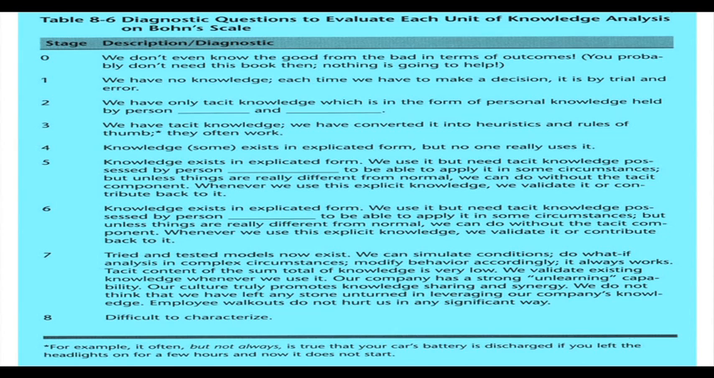For example, if you say that you have only tacit knowledge, which is personal knowledge, then it means that you are at stage 2. Suppose you say that you are at stage 4, it means that knowledge exists in explicated form, but actually nobody uses it. Okay, you have a very good library, you have all kinds of things, but people don't use it. So, the knowledge is available in explicit form, the only thing is that you are not using it, right. So, these are the different stages, and that is how you can diagnose at which stage of knowledge you are.